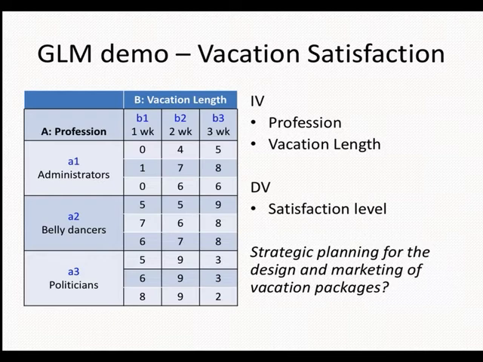So the main variables here, there's three variables. There's two IVs. One is the profession. So what do people do? And then there's three professions. One is administrators, one is belly dancers, and one is politicians.